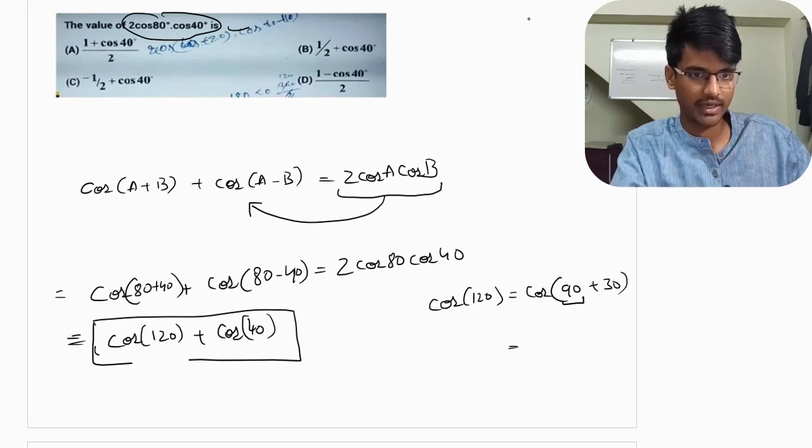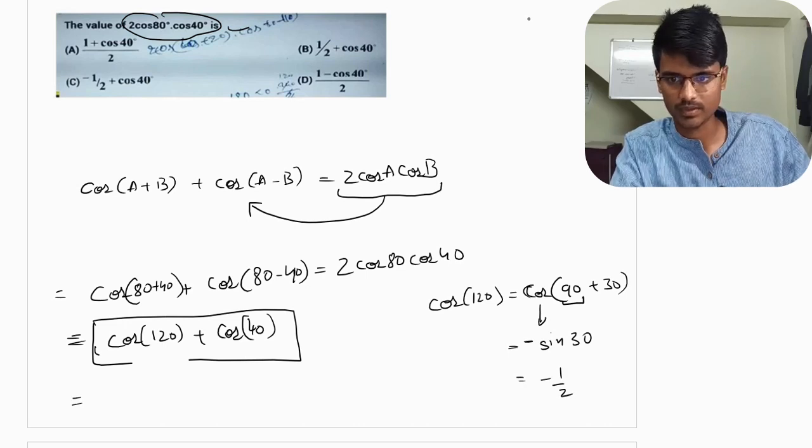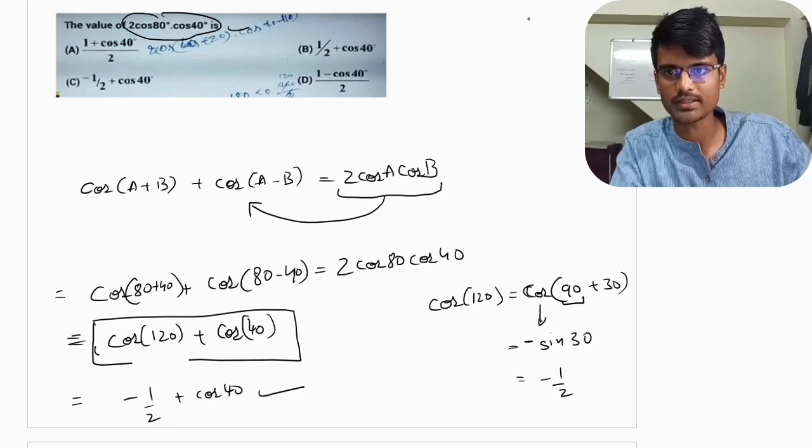Odd multiple of 90, the trigonometric function changes, it becomes sine, right? And we are in the second quadrant. In the second quadrant cos is negative, so minus sine 30, which is nothing but minus 1 by 2. So here we have minus 1 by 2 plus cos 40. This is our answer. So the correct answer is option C.